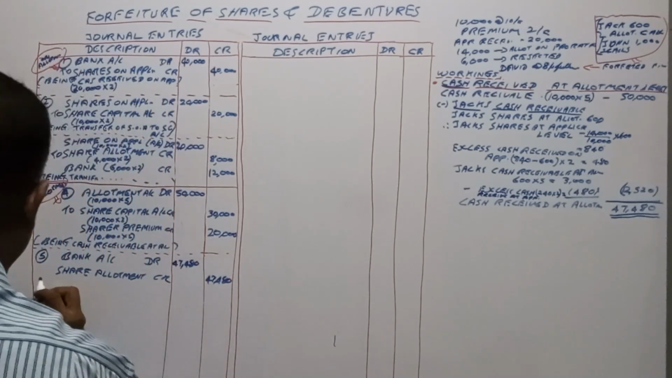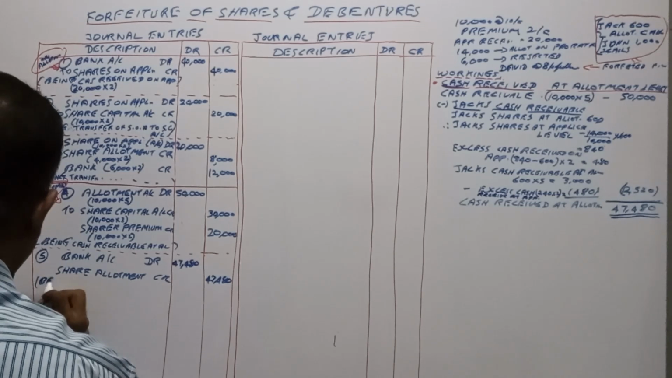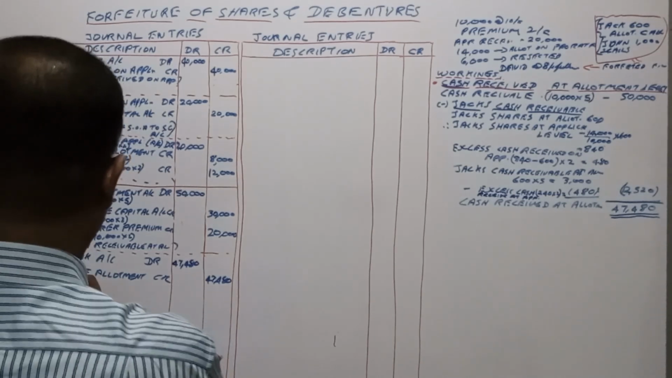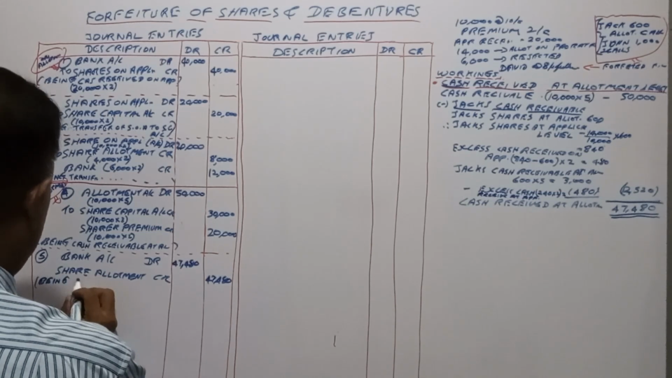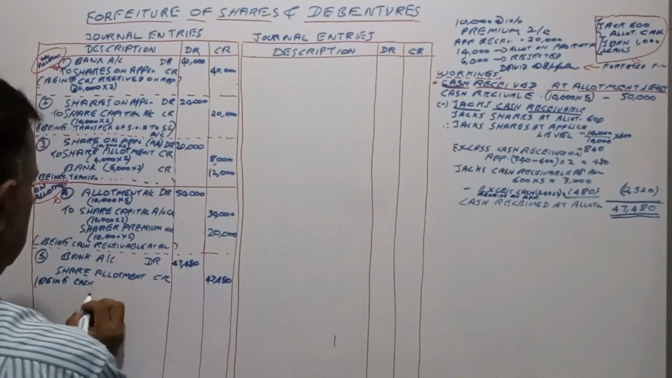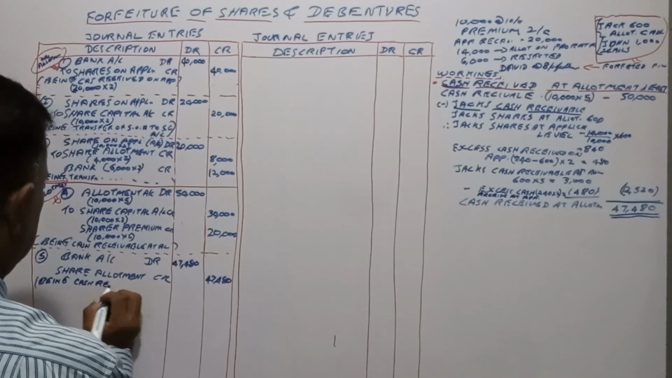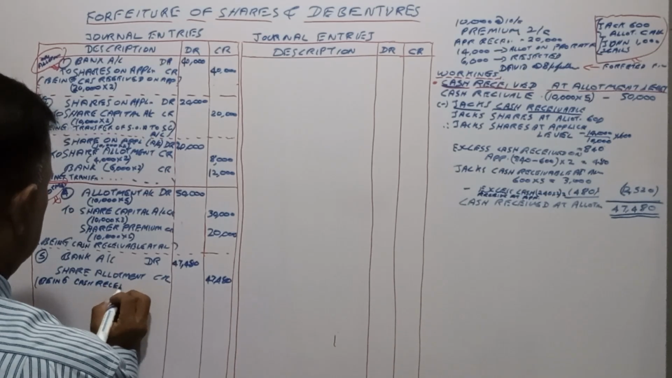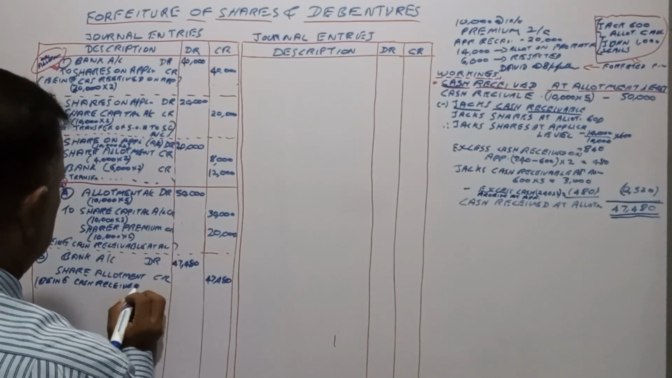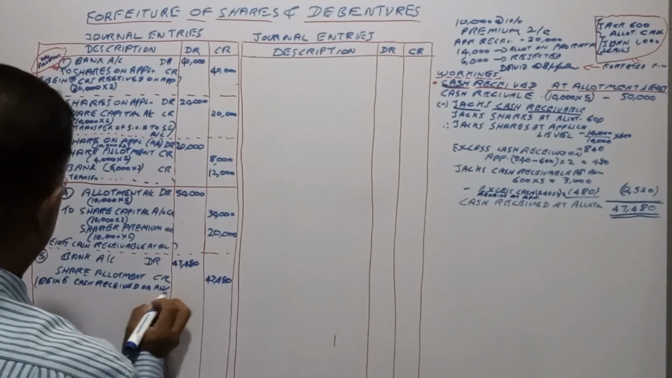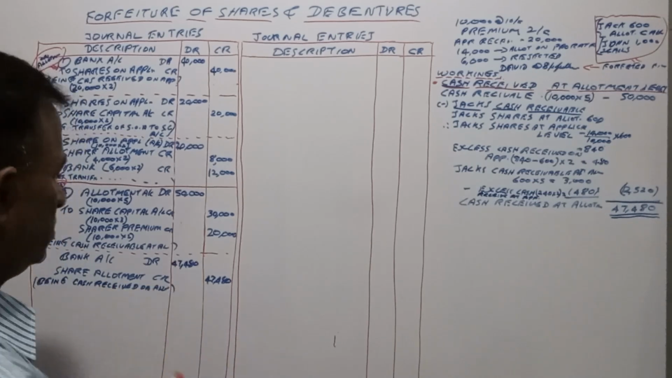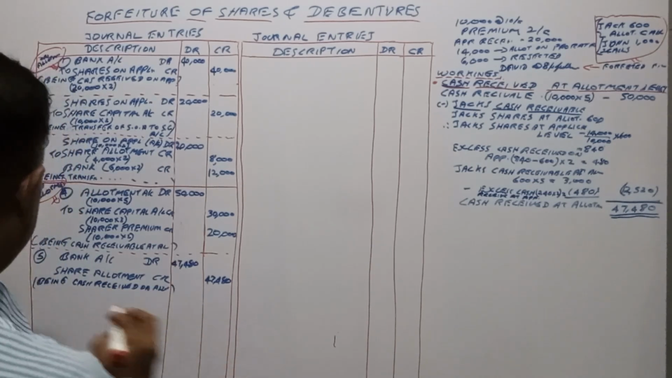This is cash received on allotment. Right? So write the narration clearly.